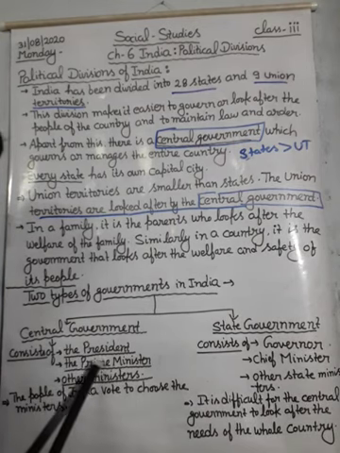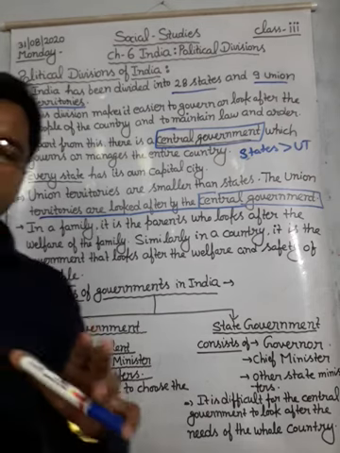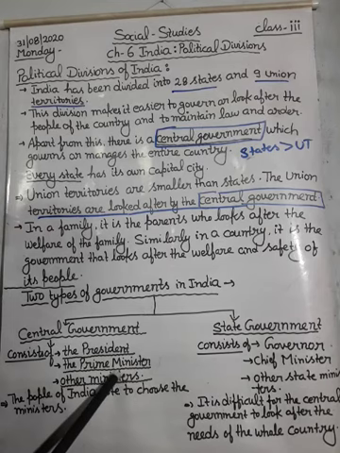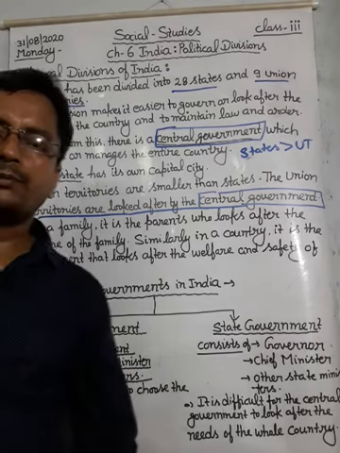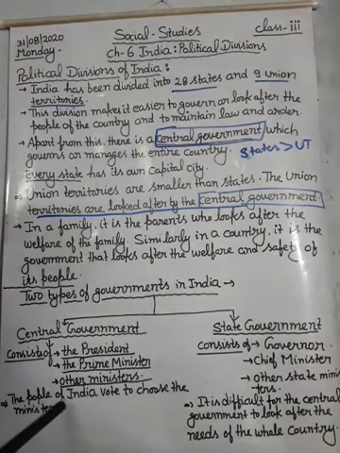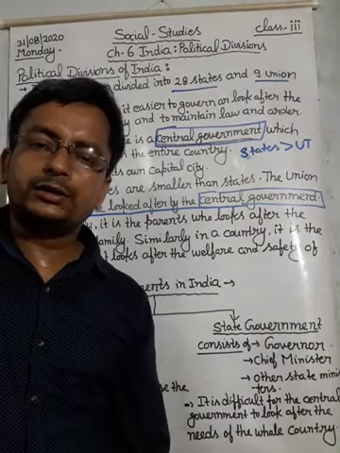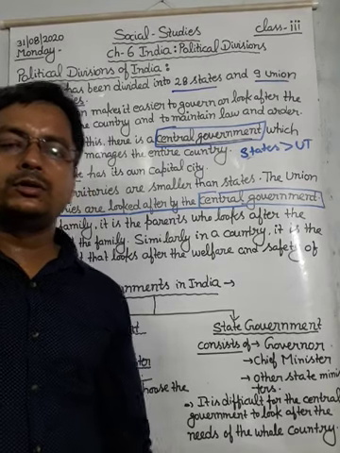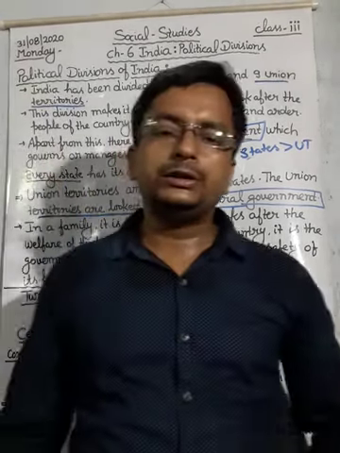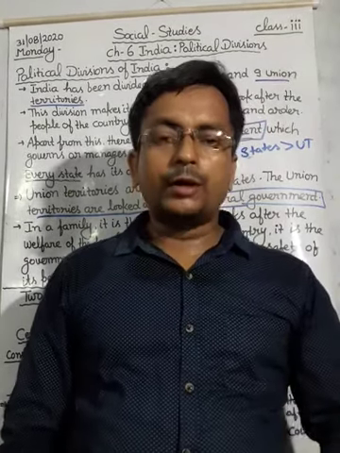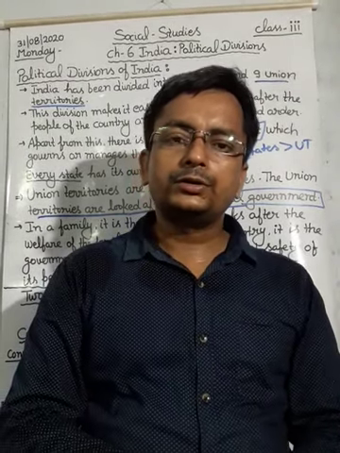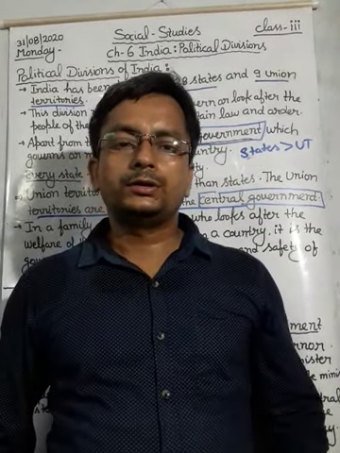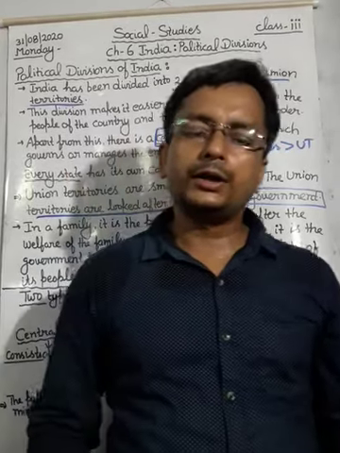Dear student, the prime minister and other ministers, both are chosen by voting, because our country India is a democratic country. Here is democracy. So what is democracy? Democracy is a kind of government of the people, for the people and by the people. This definition is given by Abraham Lincoln.